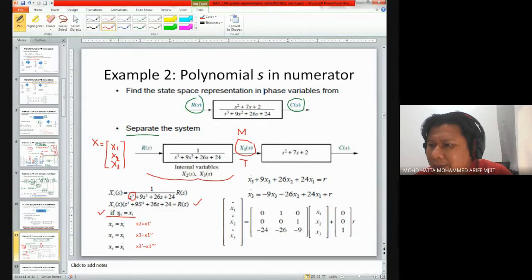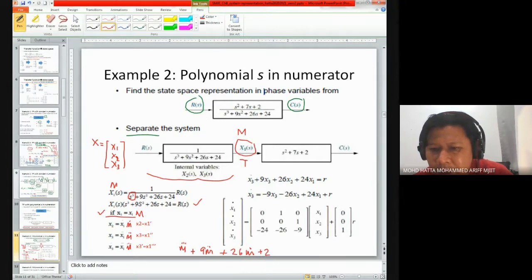So this is what I try to avoid. Here, if you look, we have x1 equals x1. So if we use a different notation over here, let's say we put it as m. x1 equals m, and x2 equals m dot, and x3 equals m double dot, and x3 dot equals m triple dot. And the equation over here will look like this as well. We have m triple dot plus 9m double dot plus 26 m dot plus 24.